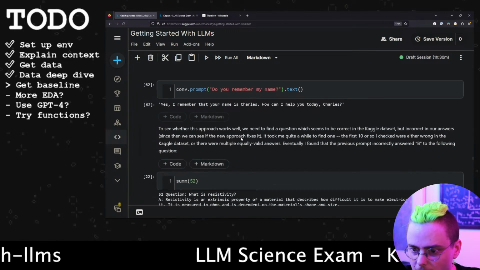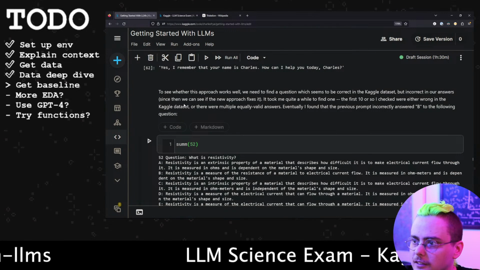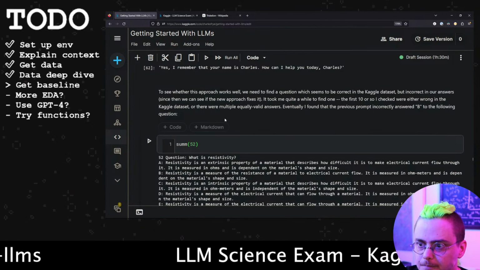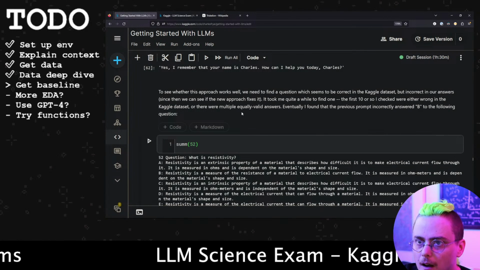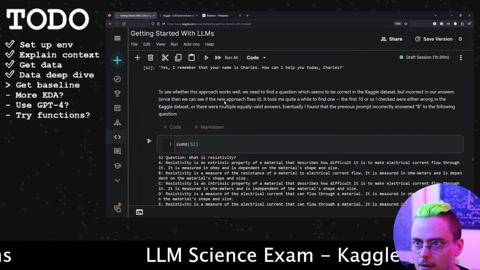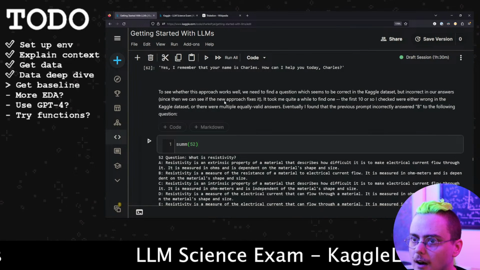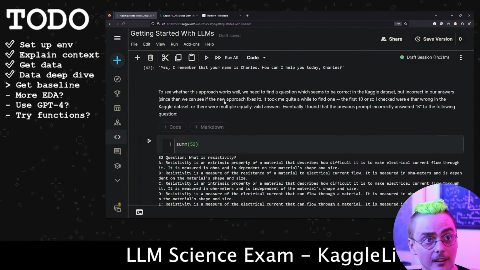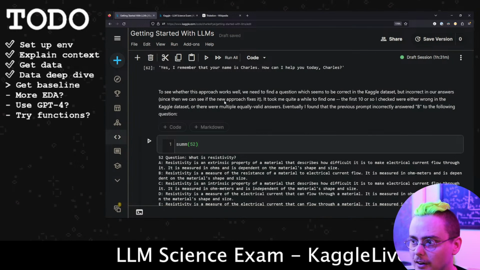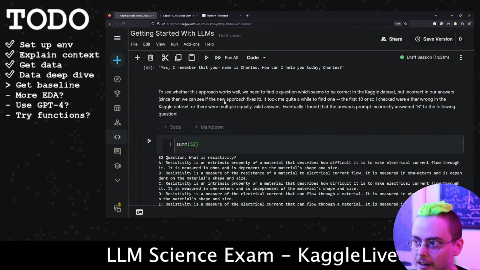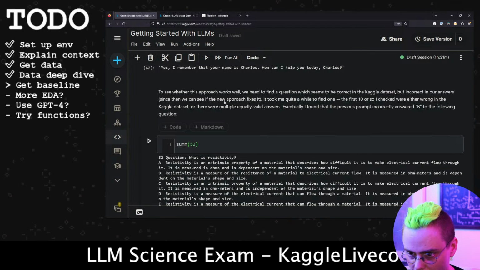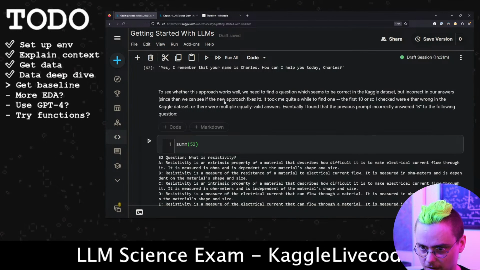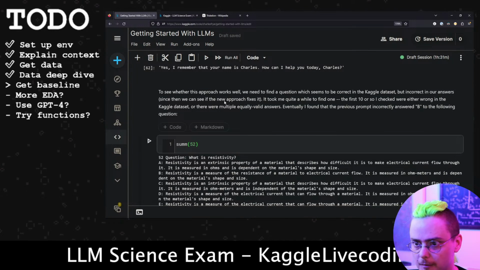All right, so we've got this with this conversation one. All right, so in order to test this approach of giving the language model more time to think, we want to find an example where the dataset's correct, but our model gets the answer incorrect, to see if the new approach fixes it.